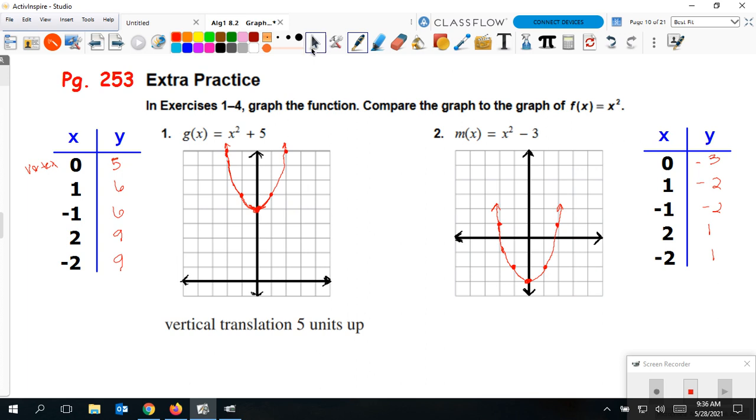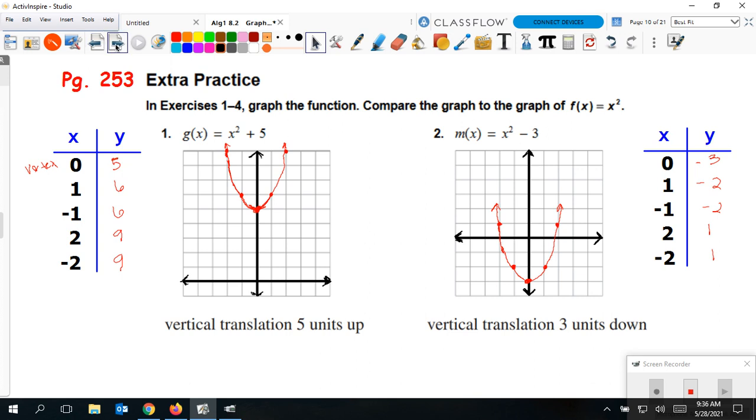And what we would say for this one, it's going to be a vertical translation, but this one's going to go down, and it's going to be 3 units. It's not -3. You're not going to say -3. You're just going to say the number 3. So it's just vertical translation 3 units down, because down is the direction. That's the negative direction. So that's why we say down on that one.